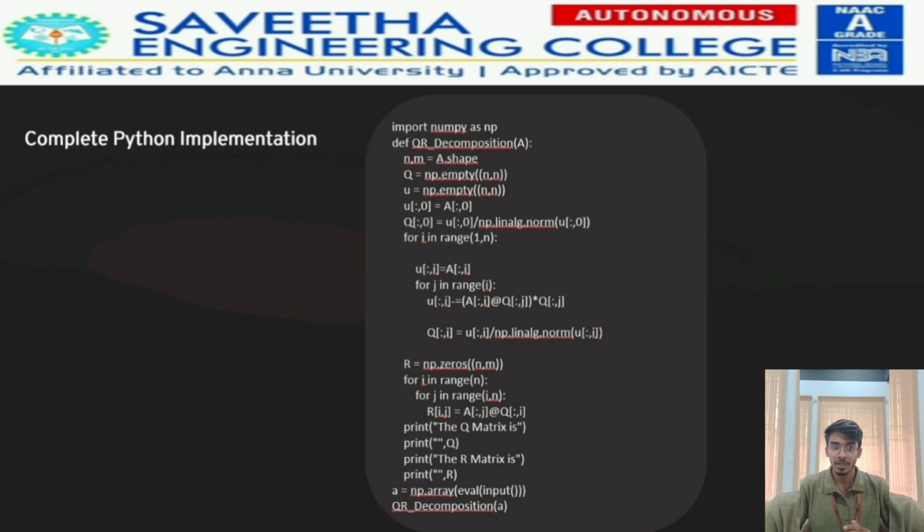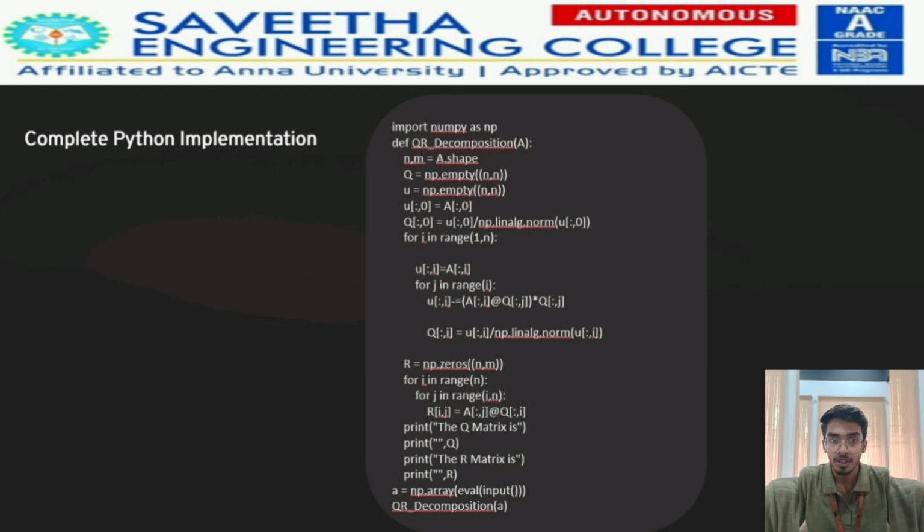The process begins with the first column of matrix A. That column is taken as the first vector in U, and it is normalized, meaning divided by its length, to give the first orthonormal vector of Q.